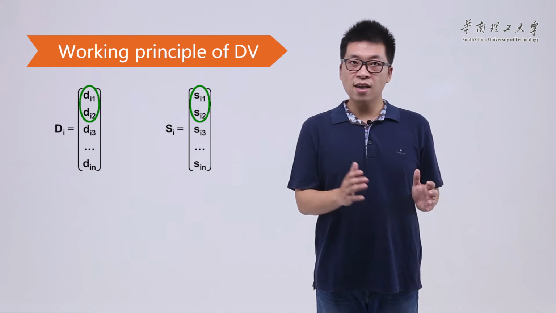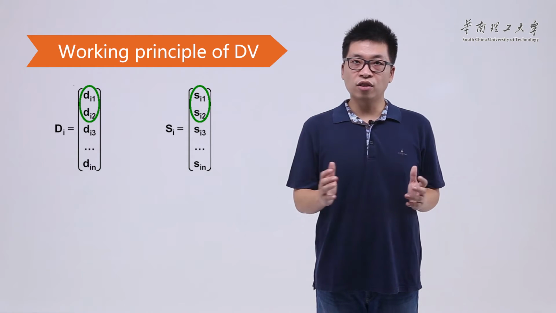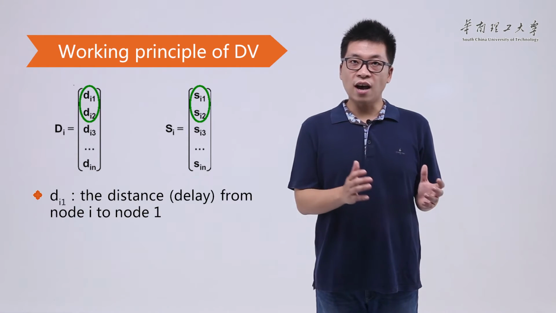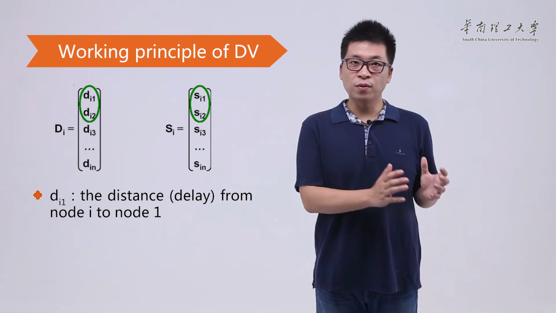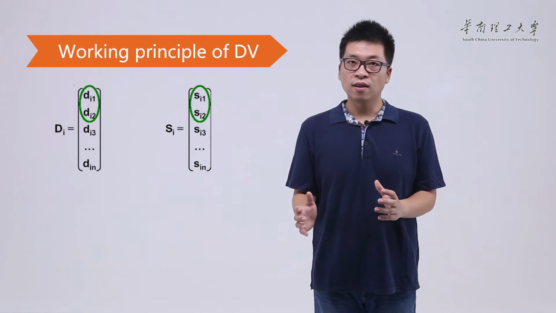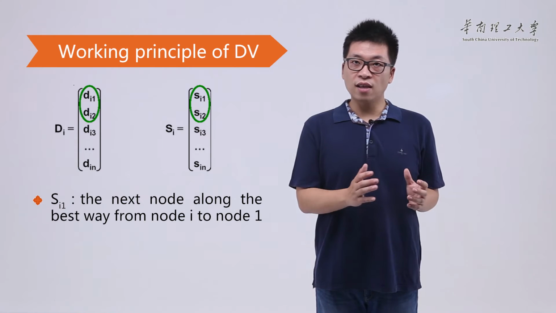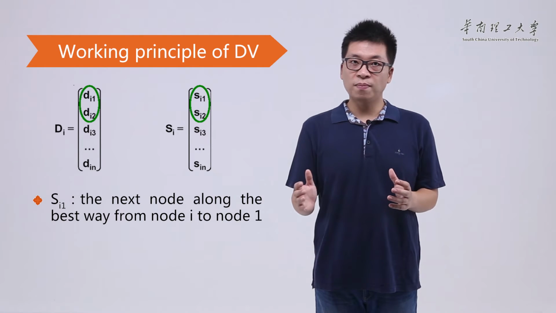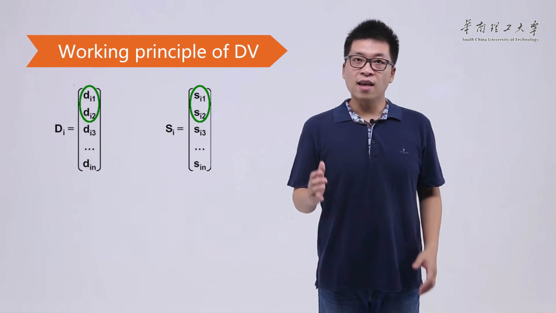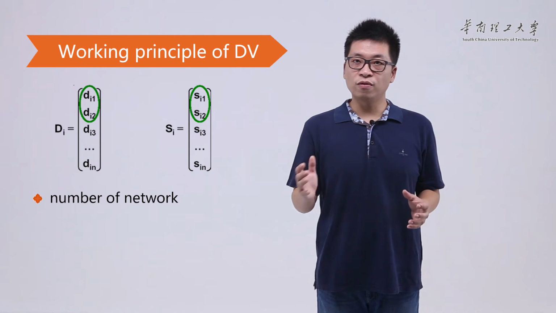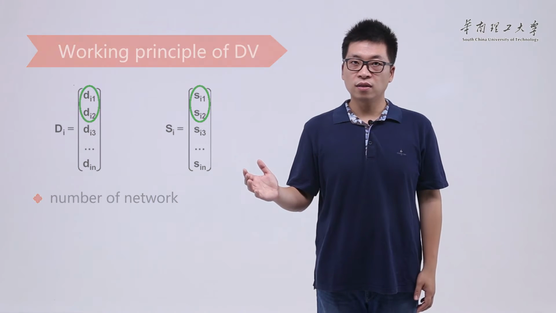Assume di and si are the two vectors. di1 is the distance or delay from node i to node 1. si1 is the next node along the best path from node i to node 1. N is the number of nodes in the network.